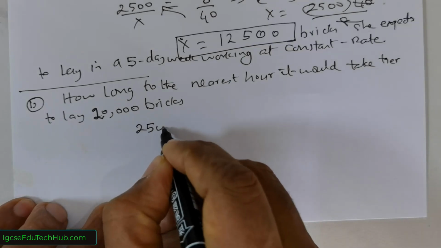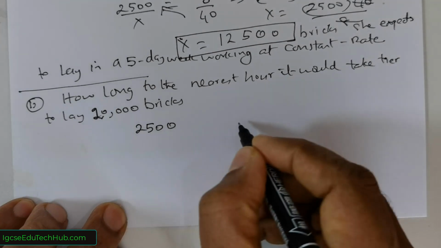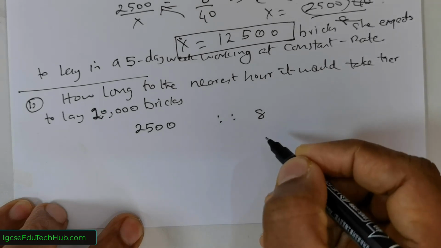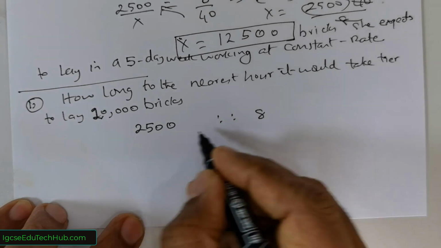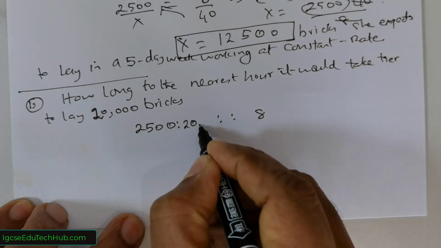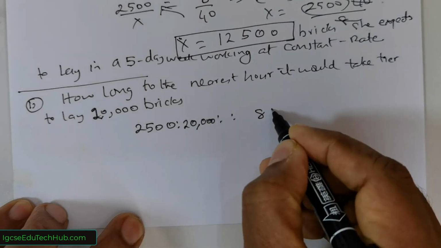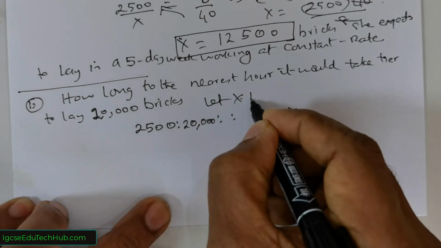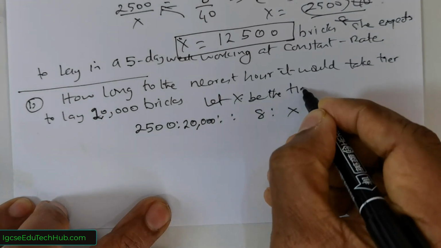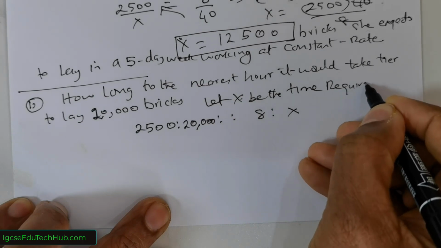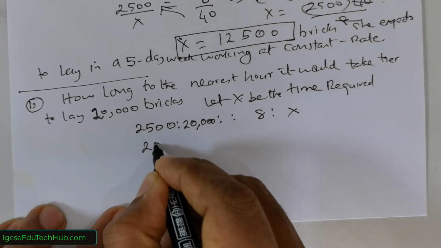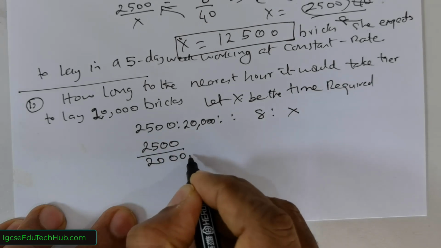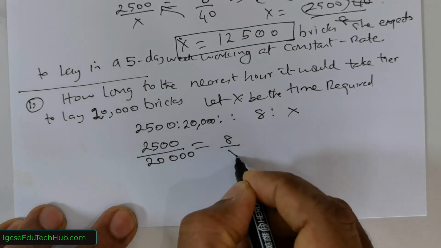So initially this is the data that is being given. 2500 bricks are being laid in an 8-hour period. Now we are expected to find the time taken to lay 20,000 bricks. So this is required. So I'm going to state here, let x be the time required. So if x is the time required, I can rewrite this as 2500 divided by 20,000 is equal to 8 over x.